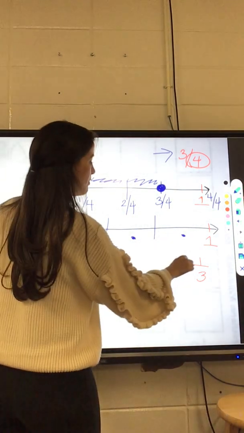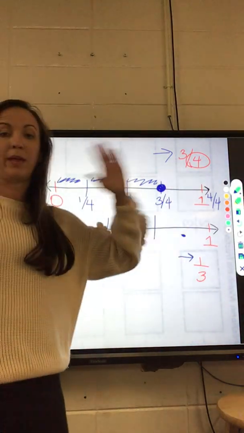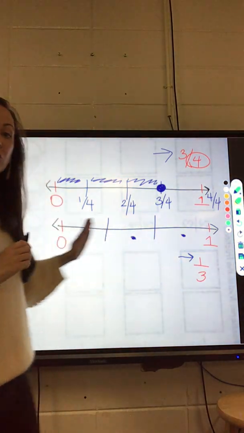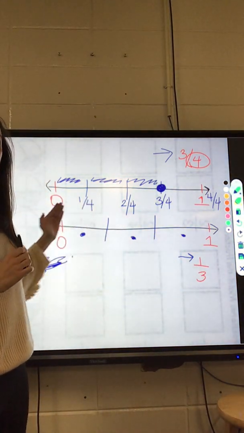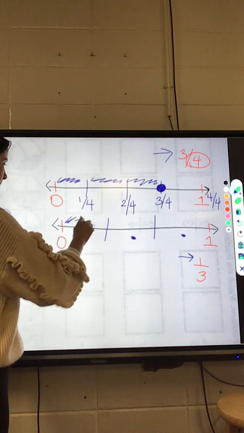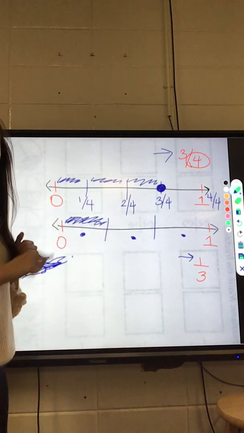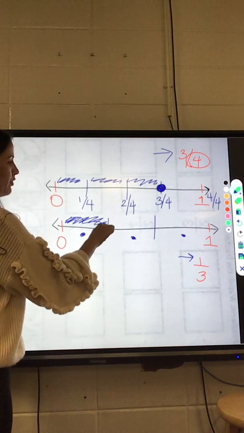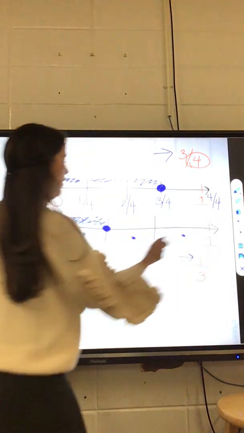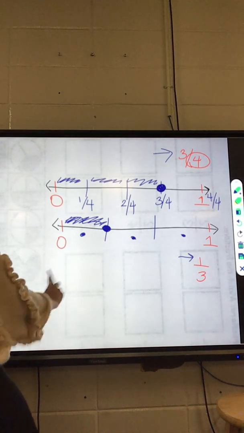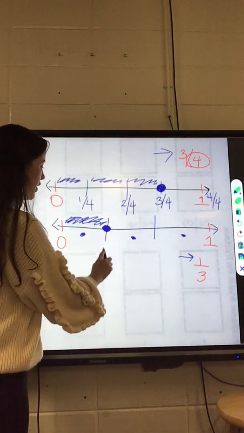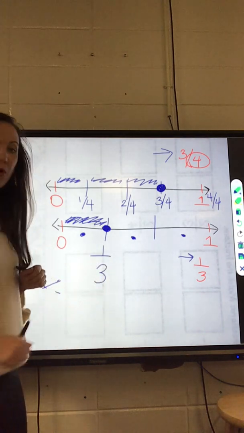But go back to your numerator, which is the top number, means shade. So we're going to shade on top of the fraction number line. I need to shade 1. So starting at 0, I'm going to shade that first section, okay? All right, now let's put a dot right there for 1/3. Let me erase. There we go. All right, there is my 1/3. Let's put 1/3 there.